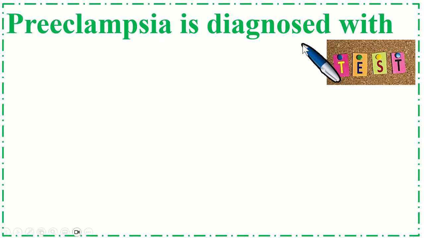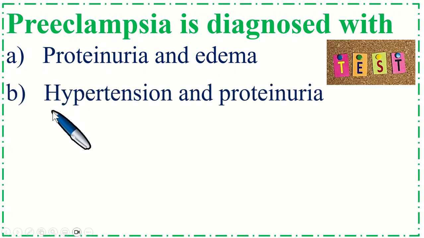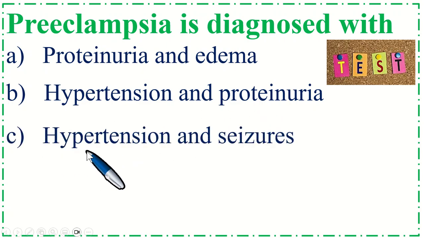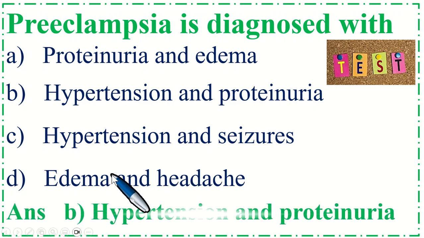Preeclampsia is diagnosed with option A proteinuria and edema, option B hypertension and proteinuria, option C hypertension and seizure, and option D edema and headache. So the correct option is B hypertension and proteinuria.